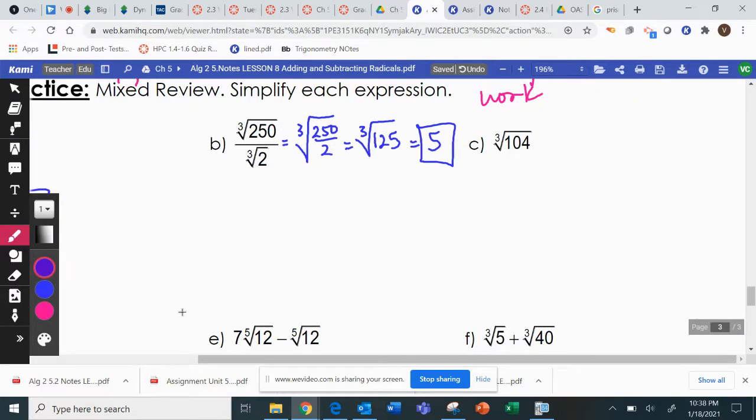All right, cube root of 104. So I'm going to look for a perfect cube that goes into 104. I'm thinking 8 does. I think 8. Let me see if 8 goes into 10. That'll be remainder. Okay, 8 goes in 1, 3, 13 times.